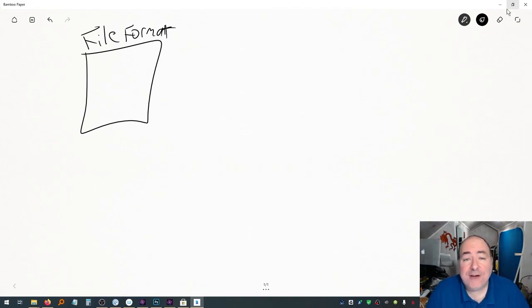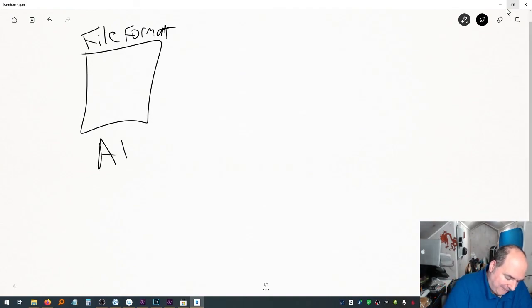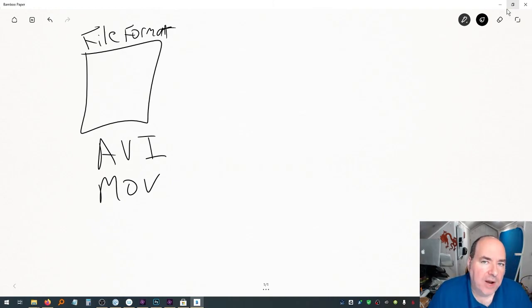Now, there are many, many file formats out there, and we have to be a little bit careful, because in the early days, the file format game was a very strange one. The big file formats were things like AVI, which stands for Audio Video Interleaved, and MOV, which was QuickTime's movie format. And these boxes are fairly generic. You don't know what kind of AVI, you don't know what kind of MOV.